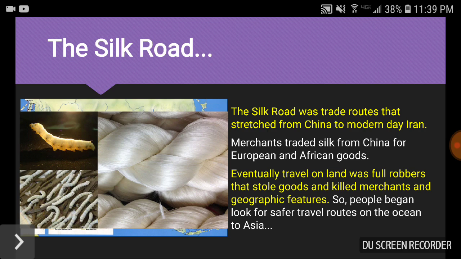It's this huge trade route where people are trading not only goods, but also their religious beliefs and their ideas about things like mathematics, science, history, and different things like that.